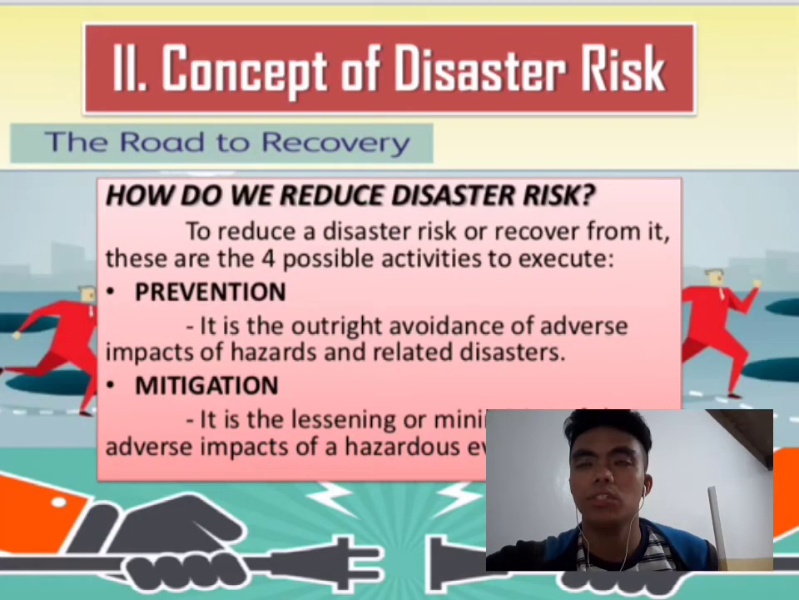How do we reduce disaster risk? To reduce a disaster risk or recover from it, these are the 4 possible activities to execute. Prevention. It is the outright avoidance of adverse impacts of hazards and related disasters. An example of that is when we transfer to the evacuation center.